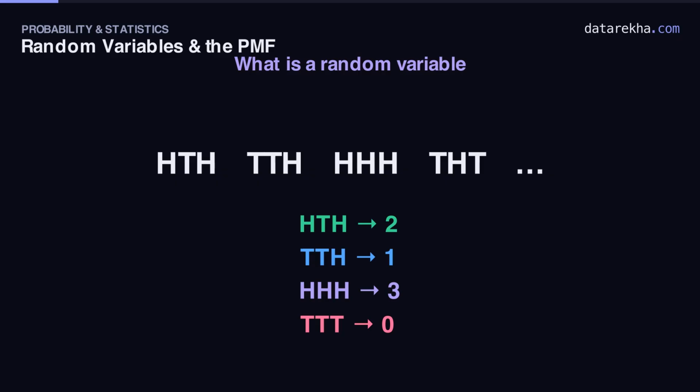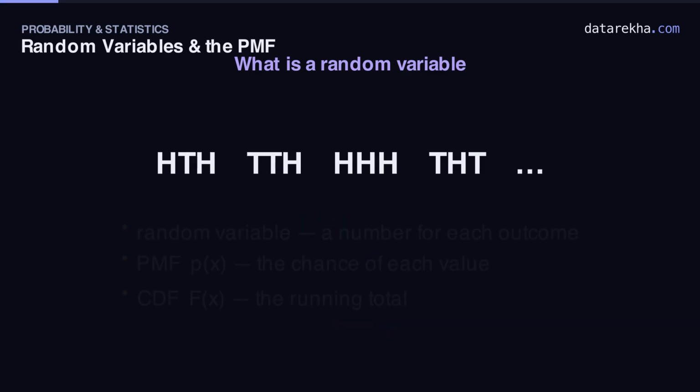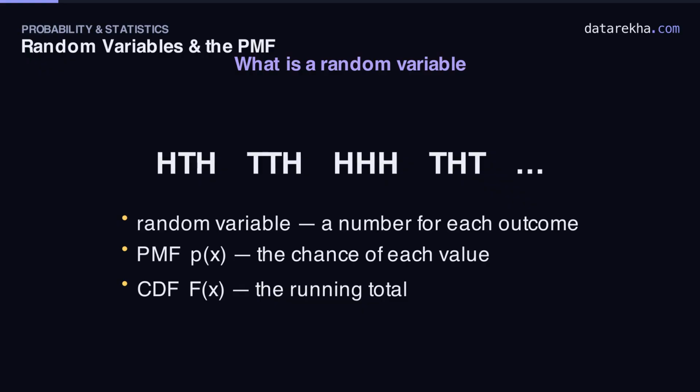That act, turning a complicated outcome into a number, is the heart of what we're about to build. That number is called a random variable. And to describe it fully, we'll meet two partners. The probability mass function, which lists the chance of each value, and the cumulative distribution function, which adds those chances up. Let's build both from the ground up.